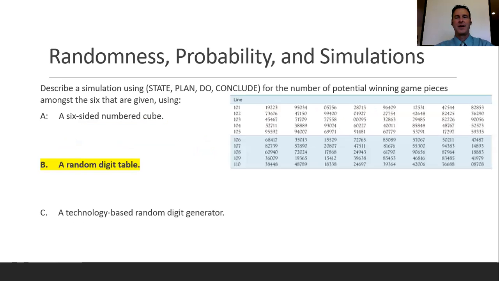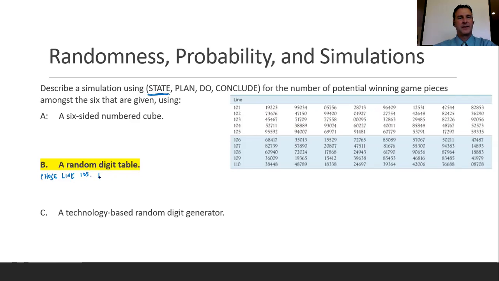Okay. Now, if you were to do this with a random digit table, it would be very similar. The first part, the statement will still be the same. So I'm not going to write the statement again, but the plan will have to look a little different because I'm not really rolling a die anymore. With our random digit table, let's just choose a random digit line, and I'm just making this up. Typically in your directions, they give you a line to work with. I'll just say 105. We'll choose line 105.